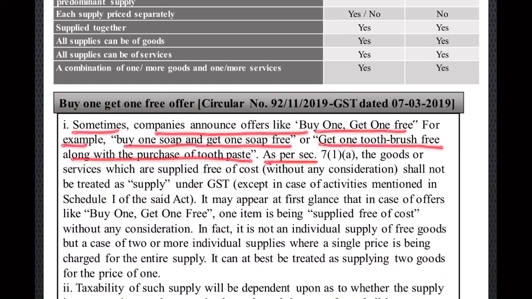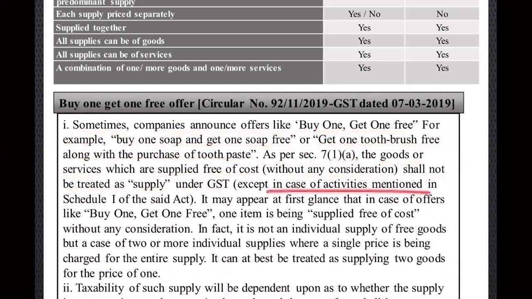Okay. As per 7(1)(a), that is the basic definition, the goods or services which are supplied free of cost without any consideration shall not be treated as supply under GST, except in case of activities mentioned under Schedule 1 of the said Act. Okay. It may appear at first glance that in case of offers like buy one get one free, one item is being supplied free of cost without any consideration. In fact, it is not an individual supply of free goods, but a case of two or more individual supplies where a single price is being charged for the entire supply.